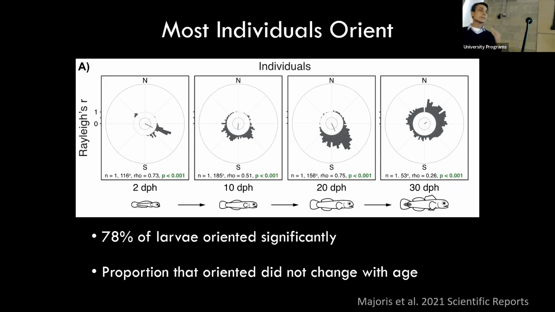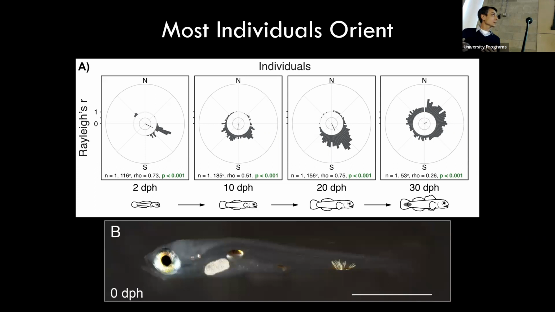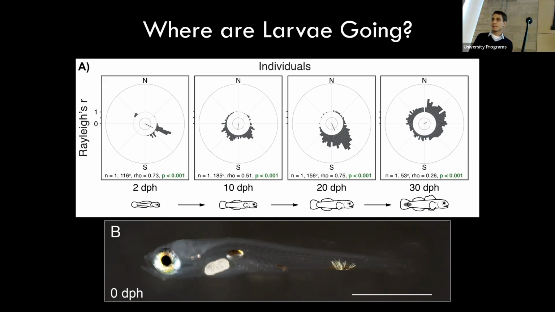And in fact, I found that 78% of larvae oriented significantly, and the proportion that oriented didn't change with age. Okay, so what that means, and this is really amazing to me, is that these larvae, right about when they hatch or a few days after they hatch, have the sensory systems and swimming abilities that can allow them to find their way around in the ocean, that can allow them to actively orient and determine which way they want to go. And so that begs the question, where are larvae going? Or to put it another way, what are they swimming towards, right?